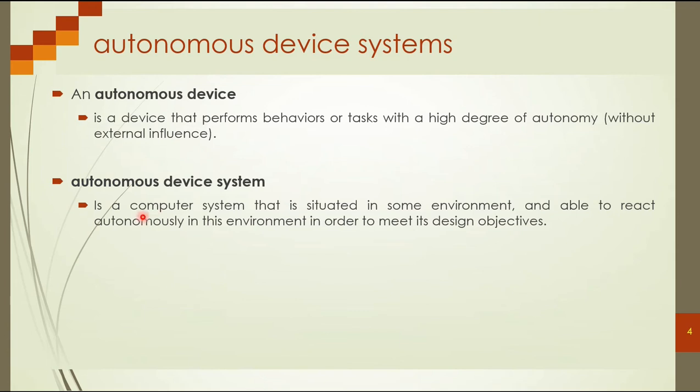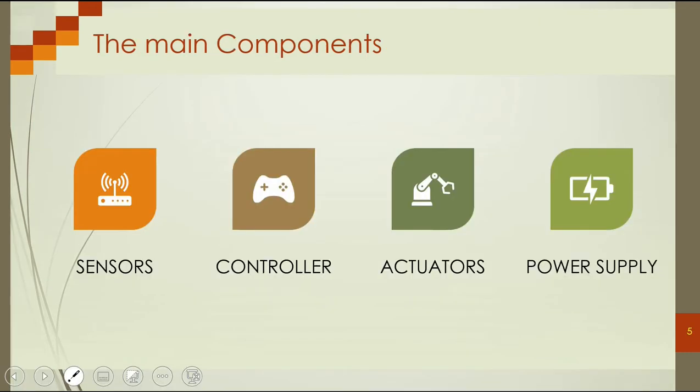So the autonomous system is a system that is situated in some environment and able to react autonomously in this environment to achieve the goal, to achieve the objective of this design or system.